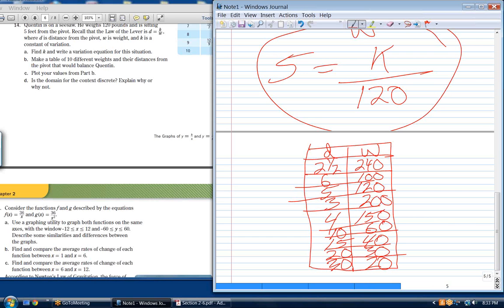Only you would have 10 different distances and 10 different weights here. I don't think I have 10. I have 9. Let's look at D. Is the domain for the context discrete? Explain why or why not.